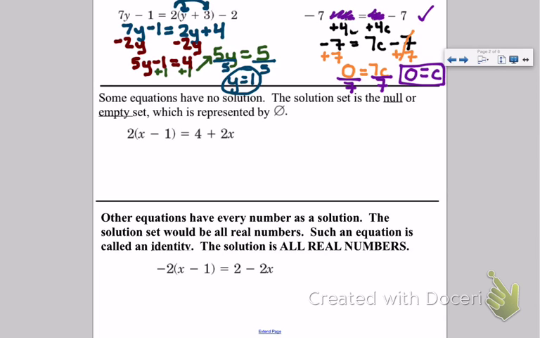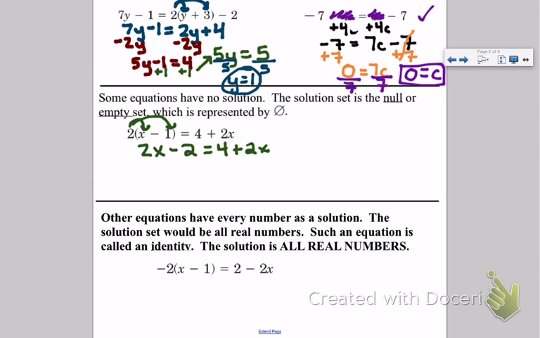If we look at the next sentence, it says some equations have no solution. The solution set is the null or empty set, which is represented by kind of like a 0 with a slash through it. So let's take a look at this example. We need to use the distributive property here. 2 times x is 2x, and 2 times negative 1 is negative 2. That's equal to 4 plus 2x.